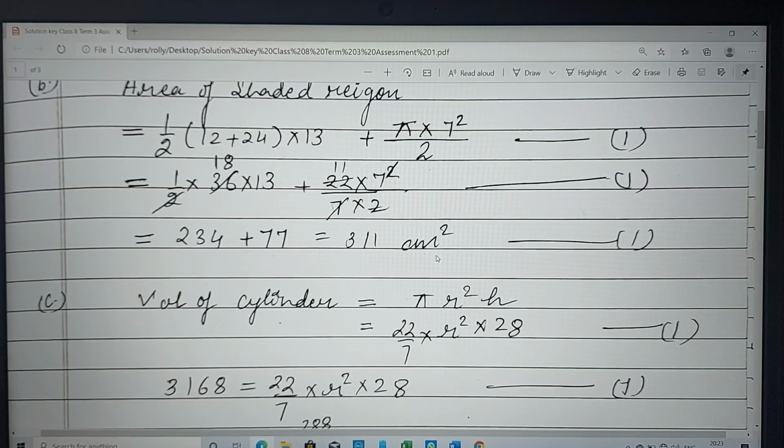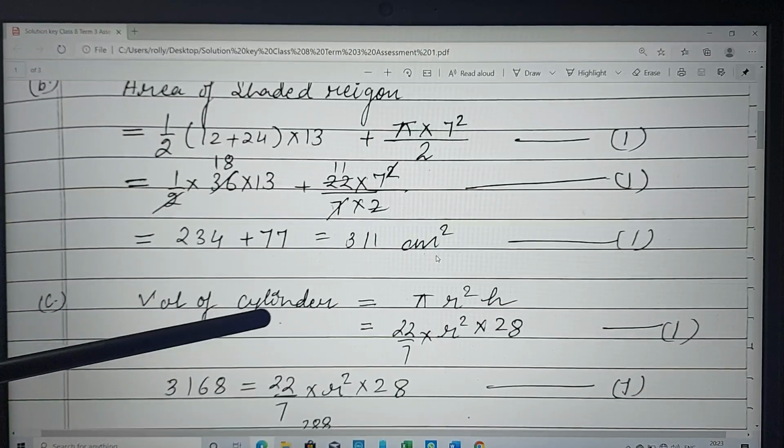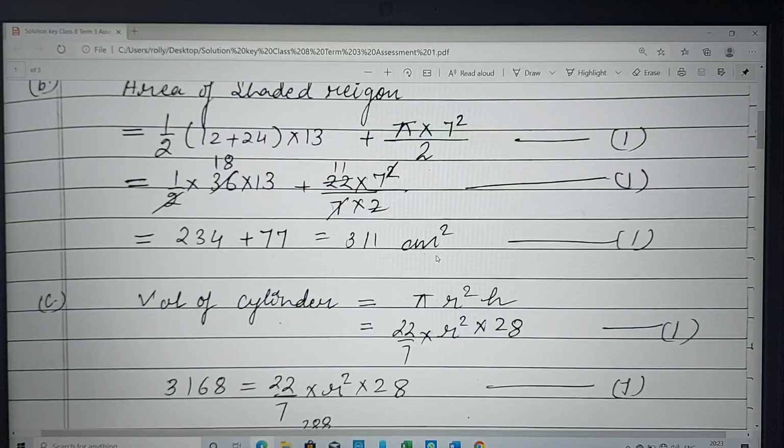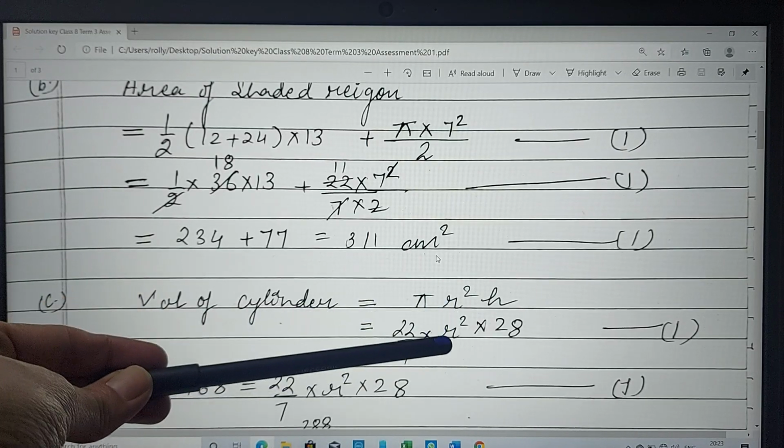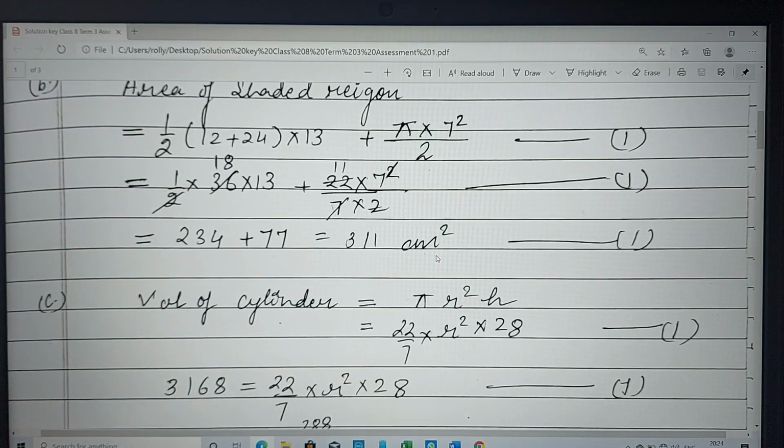It says that you have to find the volume of a solid cylinder whose height is given. Volume of the cylinder is given and height is given, and you are supposed to find the radius of that cylinder. Clear? So first of all we have used the formula: volume of cylinder is equal to pi r square h. Now we will put all the values that are given in the question. So pi is 22 upon 7. Radius r square is unknown, so we will copy it just like that. Height is 28 centimeter.